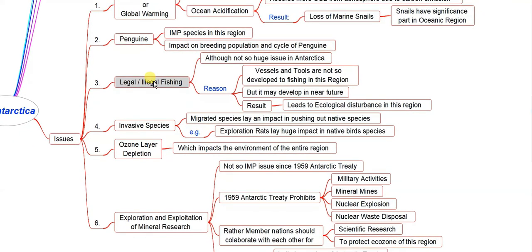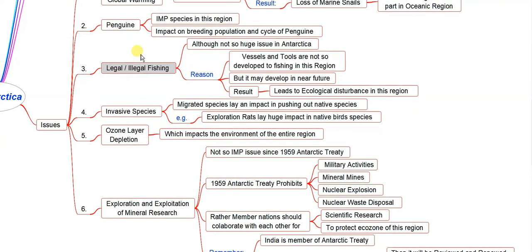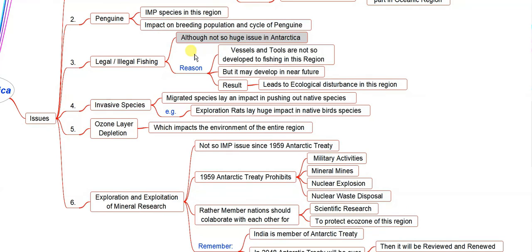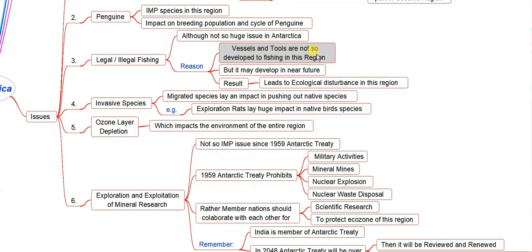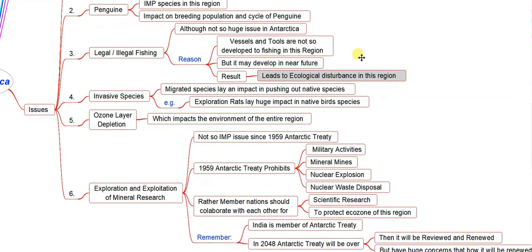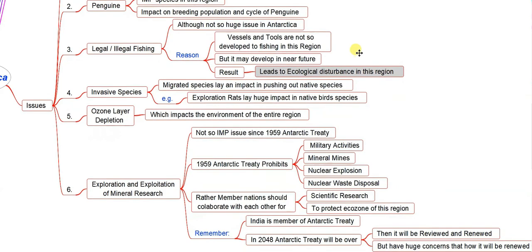Then comes the legal and illegal fishing issue. Although in this region the issue of fishing and illegal fishing is not that big, it can become so going ahead. Today it is not so popular because vessels and tools are not so developed for fishing in this region, but it may develop in the near future, because of which it may lead to ecological disturbance in this region.